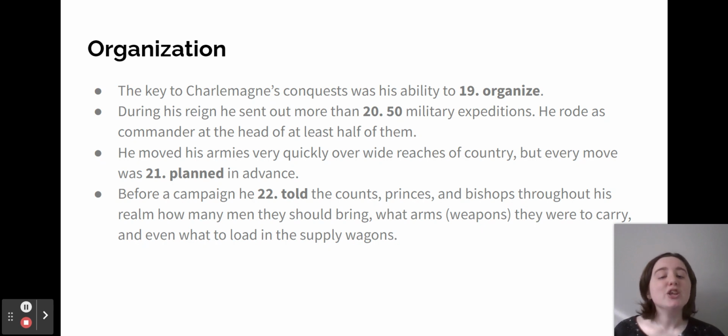Before a campaign, he told the counts, princes, and bishops throughout his realm how many men they should bring, what arms or weapons they were to carry, and even what to load in the supply wagons. So your blanks on this are 19, organize; 20, 50; 21, planned; and 22, told.